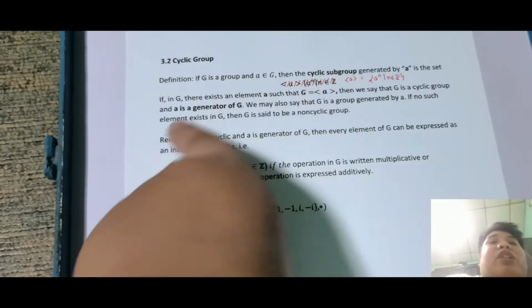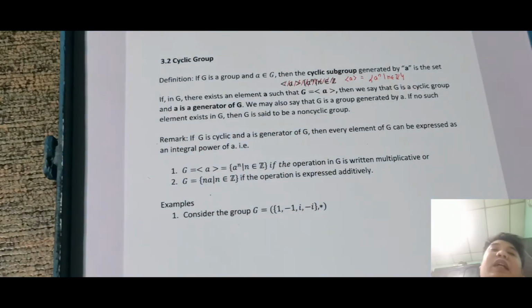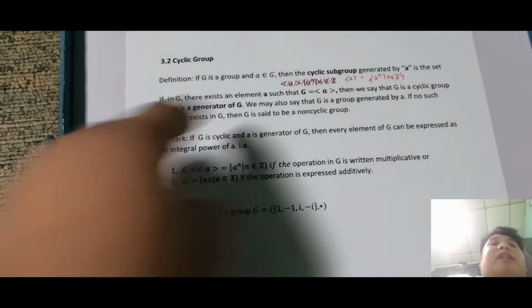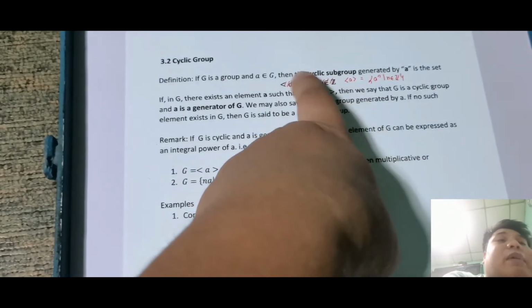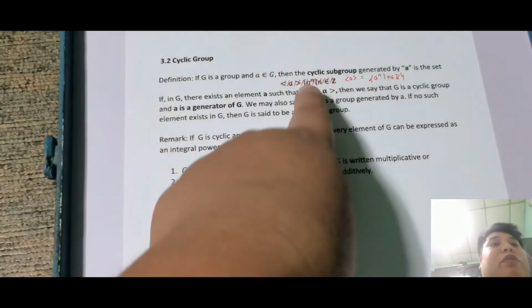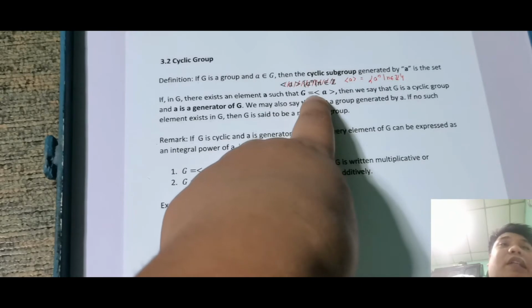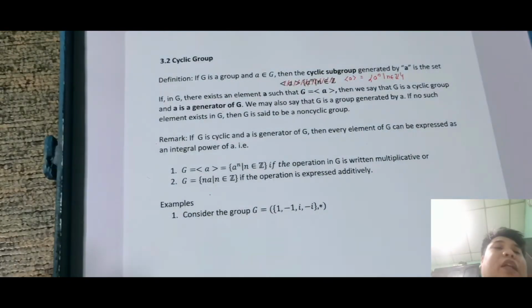If no such element exists in G, then G is said to be a non-cyclic group. Kung wala namang nag-exist na element na ganun, therefore, yung G is non-cyclic group. Pero yung mga cyclic subgroup generated by A, cyclic yan. Tandaan na cyclic yan. Yung mga cyclic subgroup generated by A, mga subgroup yan ni G. Sir, paano pag nag-equal? Subgroup pa rin naman ni G ang sarili niya, tama. Nagiging generator ka lang pag na-raise mo lahat ng element. Pag may generator ka, cyclic ka.